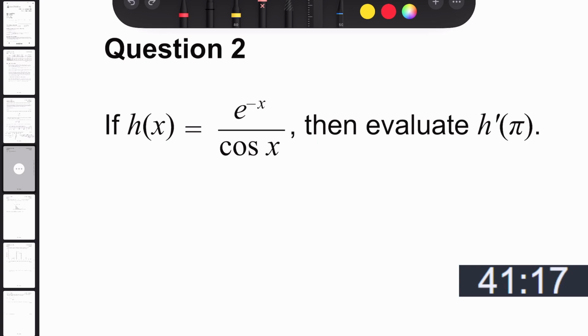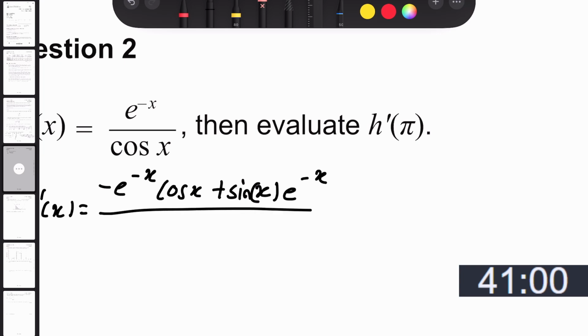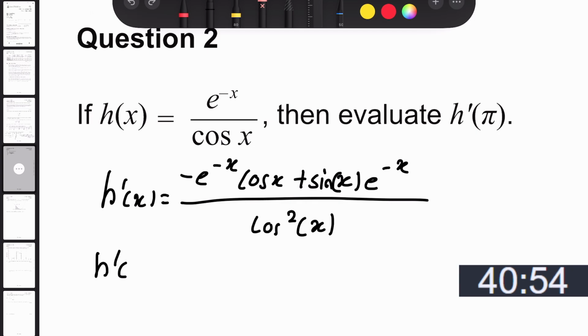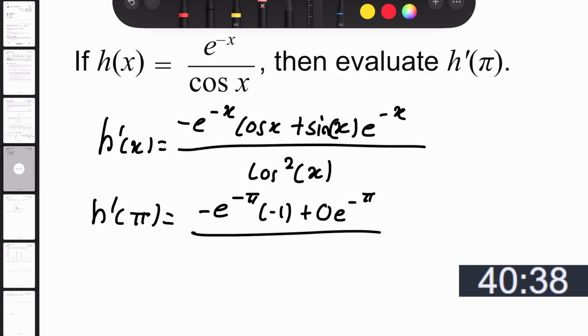So h dash of x is going to be equal to the derivative of the top, which is e to the negative x, cosine of x, minus the derivative of cosine, which is negative sine. So sine of x e to the negative x, all over cosine squared of x. So then h dash of pi is going to be negative e to the negative pi cosine of pi. Cosine of pi is negative 1, plus sine of pi, which is 0, times e to the negative pi, all over cosine of x.